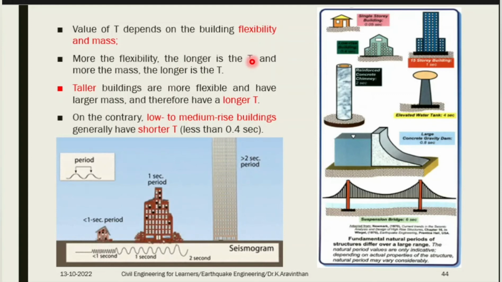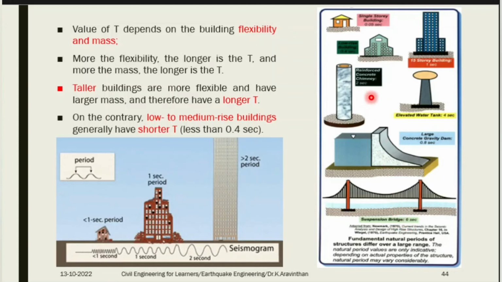If your building is more flexible, which of the buildings is more flexible here? Suspension bridge. A suspension bridge is not a stiff structure. It will be oscillating even if a high cyclone is there. So it is a flexible structure. They have a longer time period. That is why you can see 6 seconds.